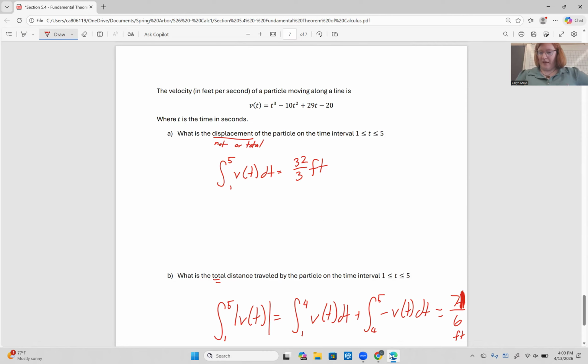All right, that wraps up 5.4. We will get to 5.5, U substitution, and more of what we did, or similar things to what we did on Wednesday. You know, post-class activity of one of those problems.